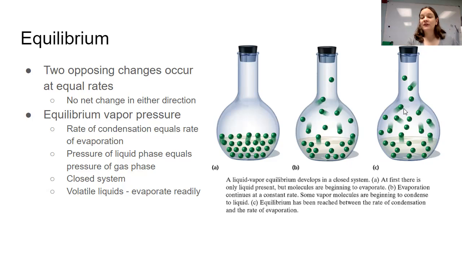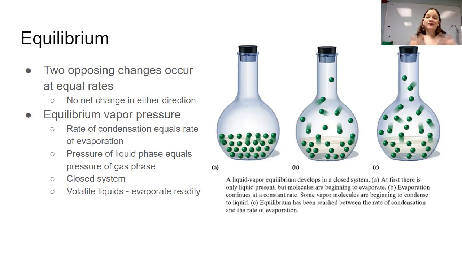Sorry, I need to back up just a little bit. As some of these molecules are becoming gases, some of the gas molecules are condensing back to the liquid phase. Eventually you reach a point where the same number of particles are evaporating as are condensing. That's the equilibrium vapor pressure. You have this equal number of particles evaporating and condensing, and so you no longer get a net change.